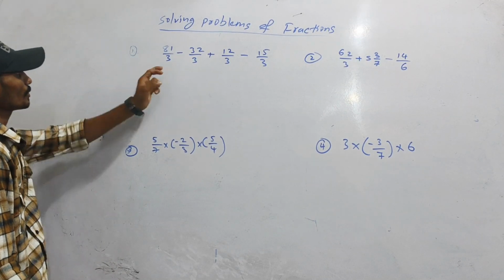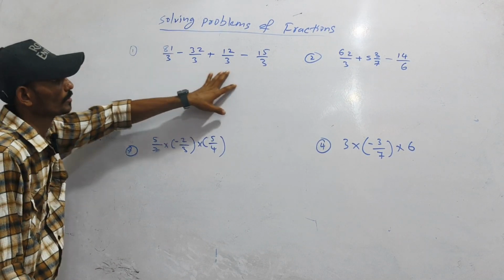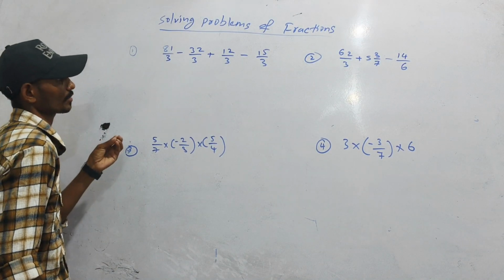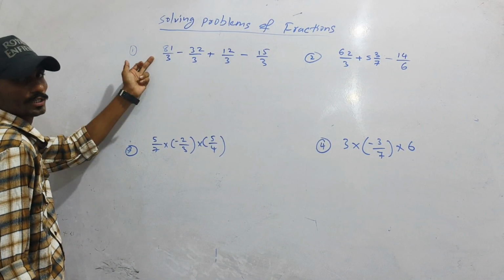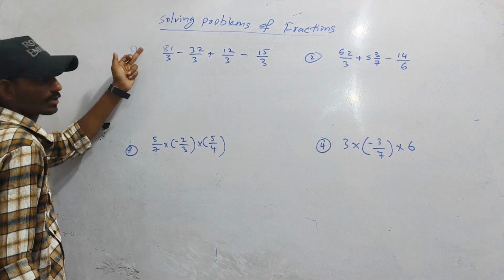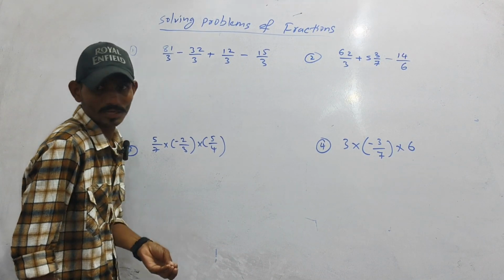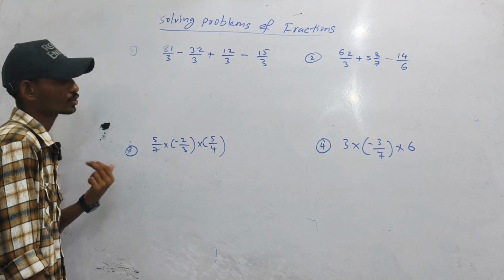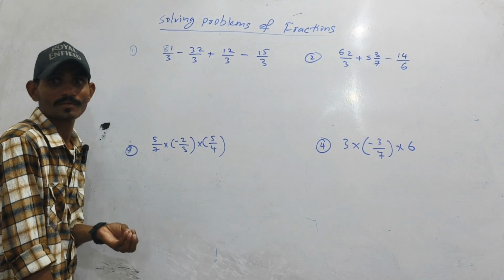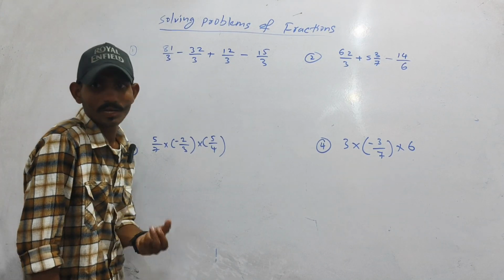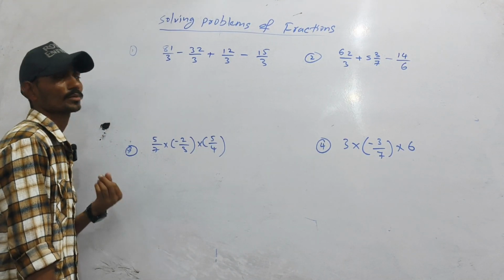Let's find out whether the problem involves addition, subtraction, multiplication or division. Look at this problem. It appears to be addition and subtraction. But let's check whether this is addition of unlike fractions or like fractions. What is the difference between unlike fractions and like fractions? Like fractions means fractions whose denominators are the same. Unlike fractions means fractions whose denominators are different.